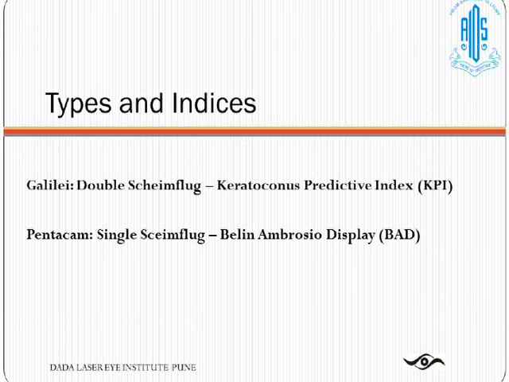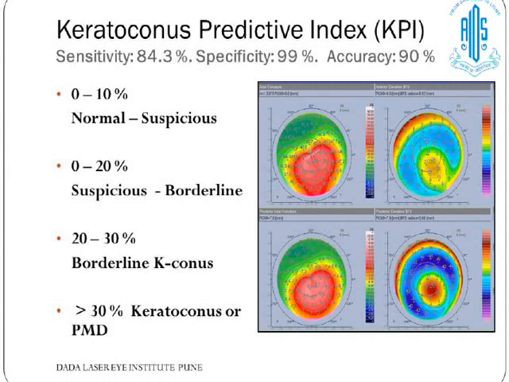The index which is used is the keratoconus predictive index, KPI, in Galilei, and in Pentacam it's called BAD, or Belin display, which has already been told. Now, KPI up to 10% you can say normal, 10 to 20% is suspicious or borderline, and about 20 to 25% we don't operate on any case, but we know that definitely there has to be something wrong. About 30% is definite keratoconus or pellucid marginal degeneration.